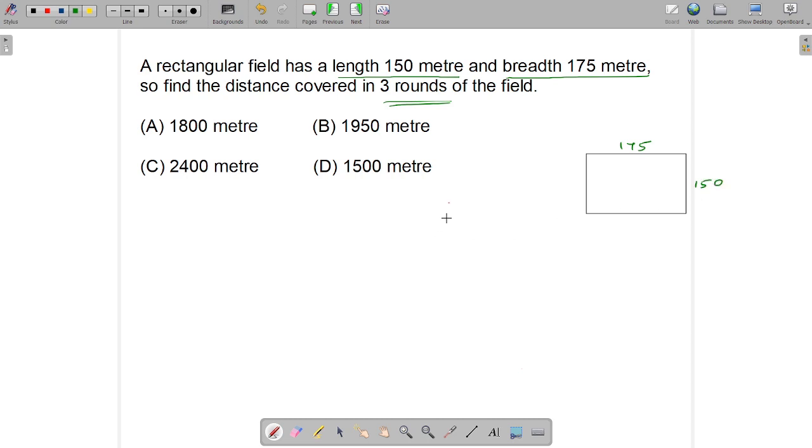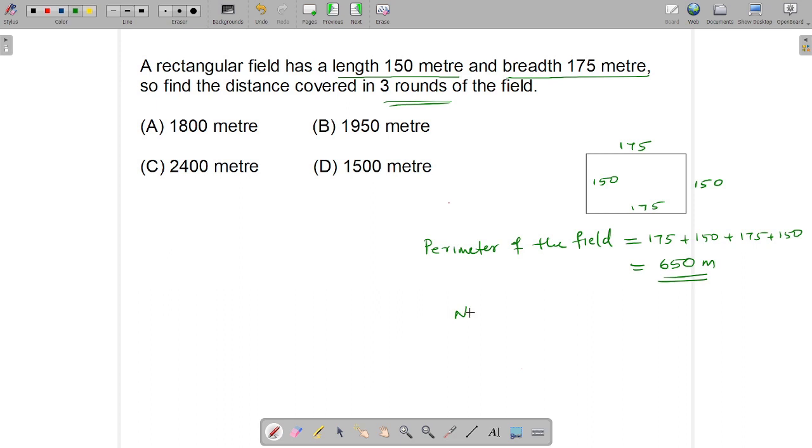So what about the perimeter? Perimeter is equal to, we have to add all these sides. Perimeter of the rectangular field: breadth is 150 and length 175. 175 plus 150 plus 175 plus 150, and that is equal to 650. 325 plus 325 is 650 meter, and that is the perimeter of the field.